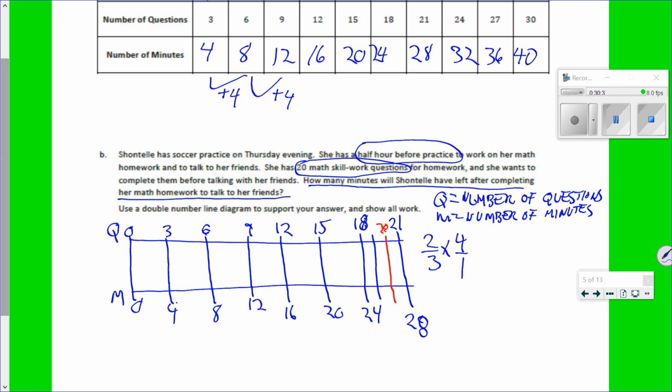4 over 1. If anybody's confused, let me know now. Yes, Bella. On what part? Okay, well, we'll sit down with you and explain it one-on-one. Anybody else? Bella says she's a little confused. All right, so now we know that we have to find 2/3 of 4. So this comes out to 8 over 3, right?